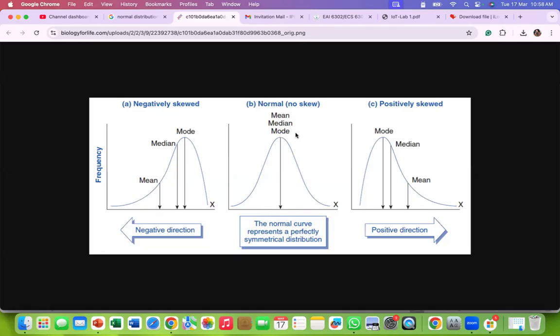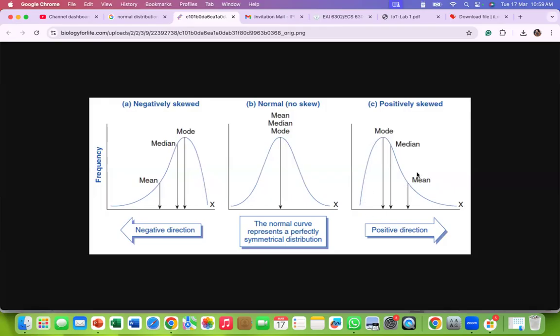Skewed means data are there on one side, not normally distributed. It is skewed towards one side. Either it can be positively skewed or negatively skewed. This is the positively skewed. This is the positive direction, right? So the values are there. You can find the mode here, then median, then mean. So you see the curve, how it looks. So it is positively skewed.